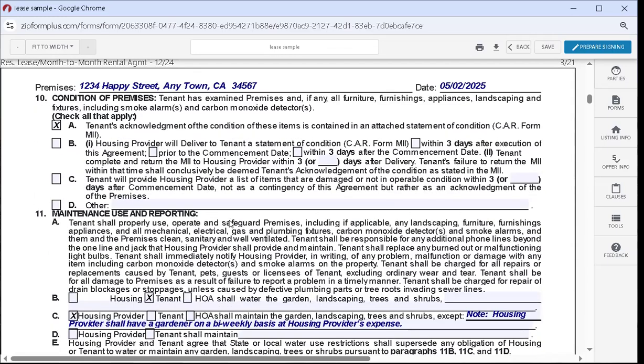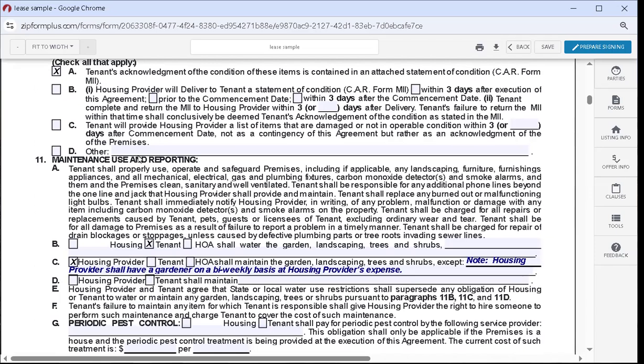Okay. So if you come down to maintenance use and reporting B, I checked that the tenant shall water the garden and landscaping, but that may not be right. Maybe in a house, they have auto sprinklers. So these are things you need to ask Mr. and Mrs. property owner. Do you have auto sprinklers? Who will be watering the yard? You ask them these questions.